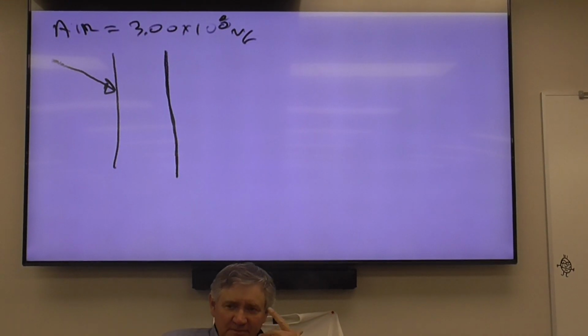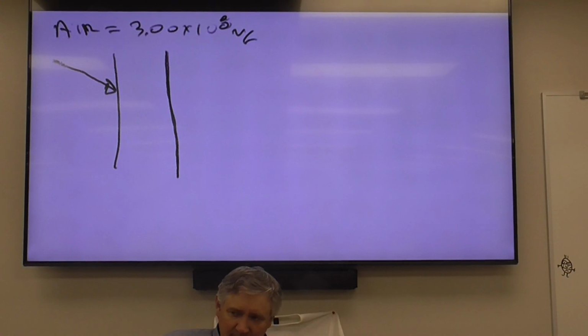So the correct terminology is an optically dense medium. So the more optically dense the medium is, the more it impacts the speed of light. So if it hits a more optically dense medium, the light slows down.